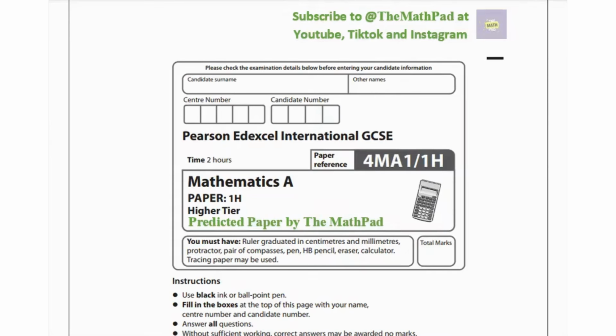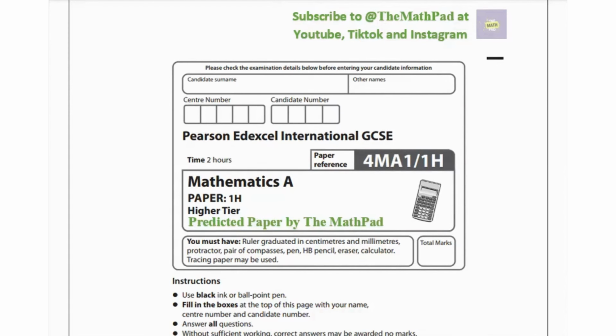Today we're going to do a predicted paper that I've made for IGCSE Edexcel Maths A for the October-November 2025 paper. This is a compilation of the topics that I think will come in this exam. This is based on the trend of the topics starting from 2018 onwards. Now, there is no guarantee that the exact same questions will come, but based on the trend that I've noticed, I feel like these are topics that have a greater chance of coming in the test.